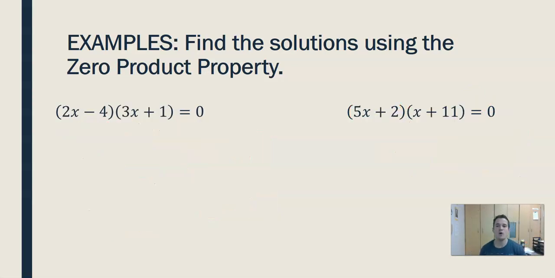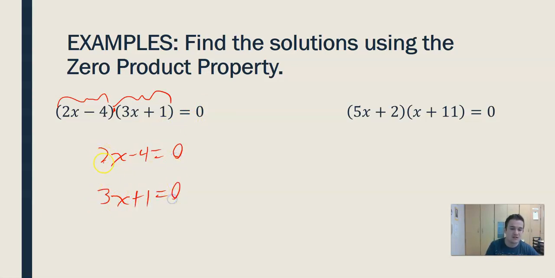Okay, let's do ones that look a little bit more intense here. So now I have, instead of just x minus 4, something like 2x minus 4, but the process is going to be the same. One of these factors, or both of them, need to be equal to 0 if I have this all being equal to 0. Because when I multiply two numbers together to get 0, one of them has to be 0. So 2x minus 4 has to be 0, or 3x plus 1 has to be equal to 0.